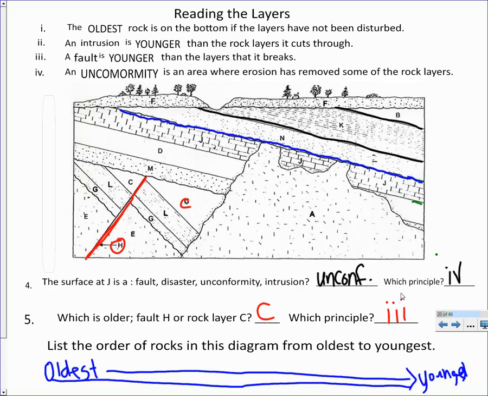What layer goes first, or the oldest? What's the oldest? E. Everyone agree? Okay. What would you say comes next? G. Okay, that's simple enough. We haven't gotten difficult yet. What would come next? L. C. All right, here's where we get a little tricky.